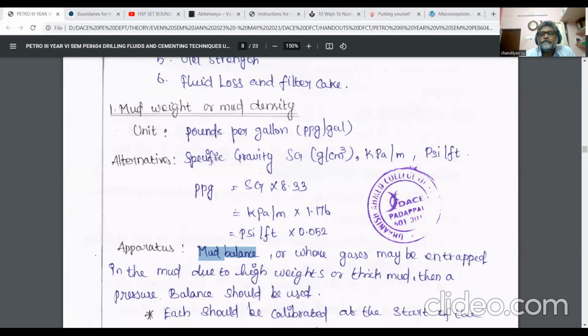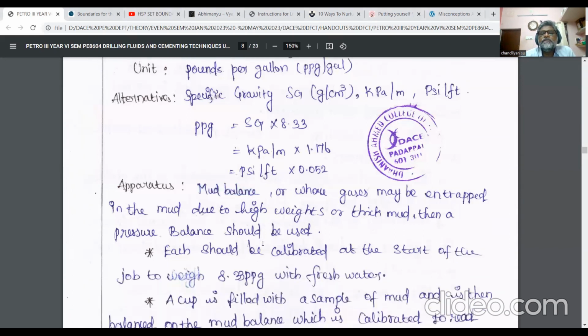Now, what is the conversion for ppg? Conversion for ppg is pounds per gallon. You take the value of specific gravity multiplied by 8.3. What is that 8.333? 8.333 is the pounds per gallon of fresh water.